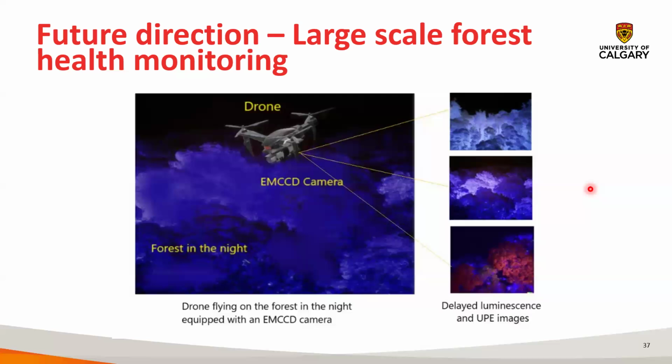But we also, well, this is the highlight of the talk today, where we can literally mount the detection system on a drone and monitor forests at night. And the dark counts of a dark sky are pretty low without any sort of light pollution. So we still believe that we would be able to get meaningful signal in terms of delayed luminescence from trees.